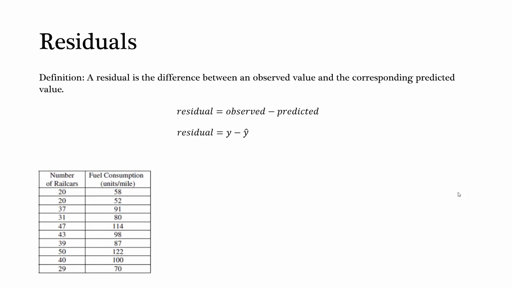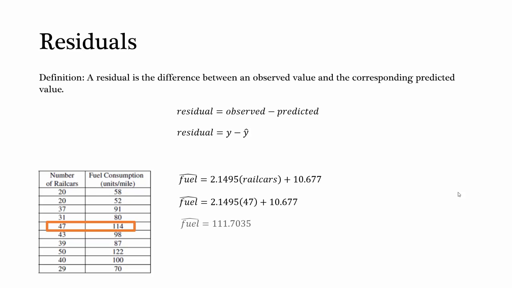Let's look at an example of computing a residual. From our data, we know that the train that had 47 rail cars needed 114 units per mile of fuel. Well, we could use our regression equation to predict how much fuel a train would need with 47 rail cars. So if we replaced rail cars with 47, we would find that the predicted amount of fuel that our regression equation is saying the train would need would be 111.7035 units per mile.